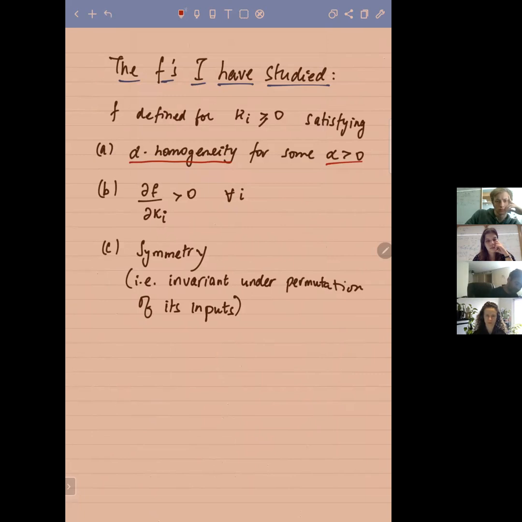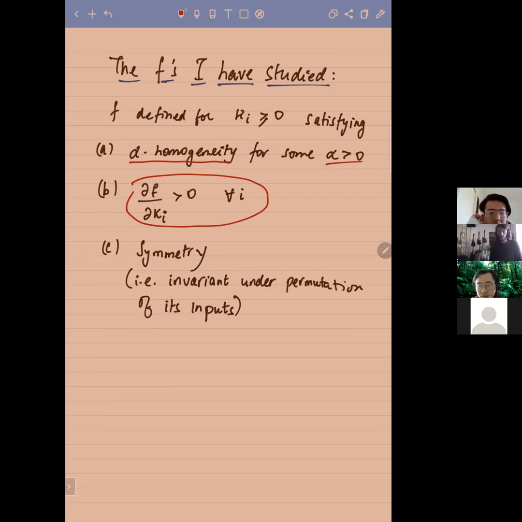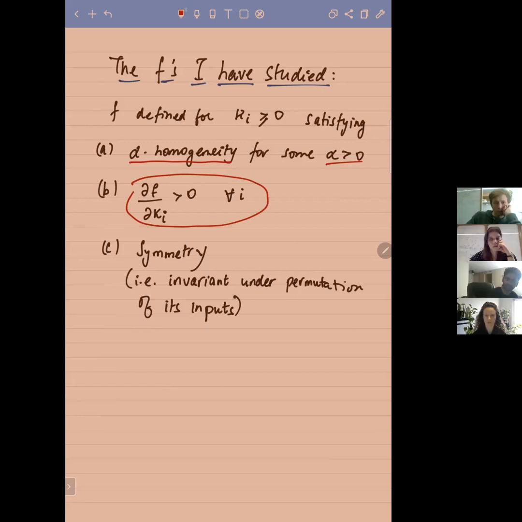For some technical reasons, I also assume that the derivative of f with respect to each of the principal curvatures is positive. Usually people just assume that the function is increasing in each of the variables, but I actually assume this. I'll show you in a moment why. And also, I want the function to be invariant under any permutation of its inputs. Such a thing is called a symmetric function.